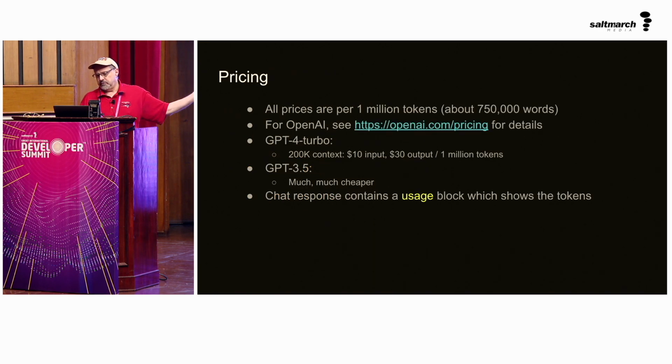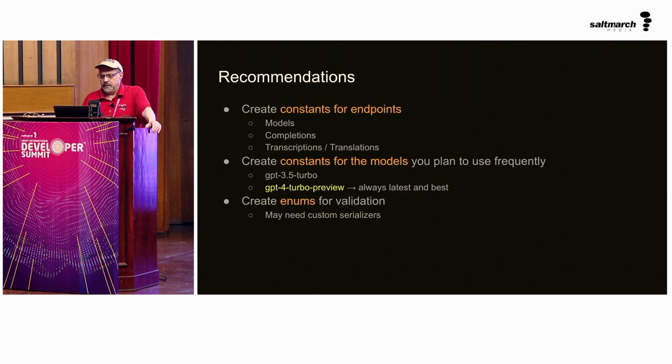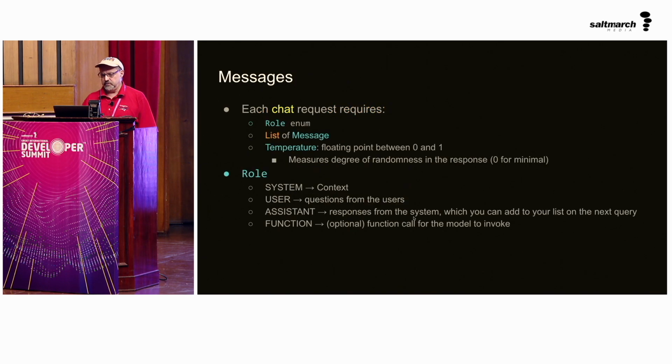Okay, yeah, I put in the stuff about the pricing I told you about. In the response, there's a usage block which tells you the number of input tokens and the number of output tokens and the number of total. Total's pretty useless because input tokens cost between a half and a third of what output tokens cost, so they're priced differently. What good does it do me to know how many total tokens I got? I want the inputs and the outputs. But that's fine. I recommend, again, you create constants for the endpoints, create constants for the models, create enums to help you with validation and make sure you don't accidentally put in something that isn't good.